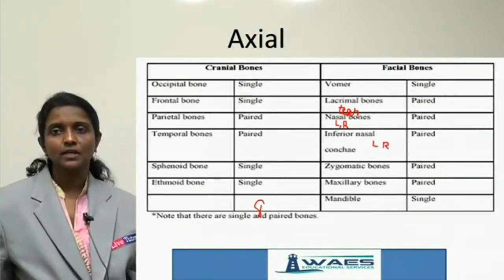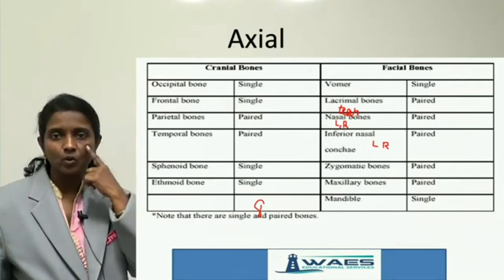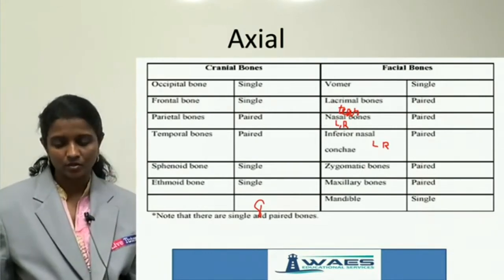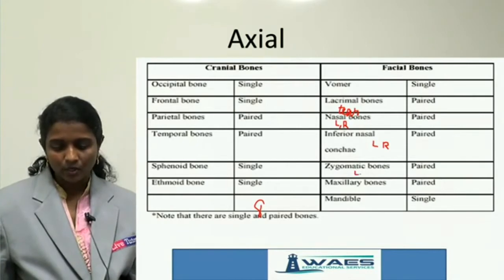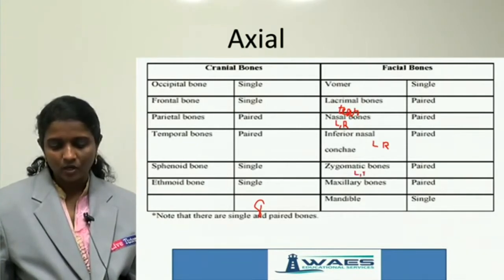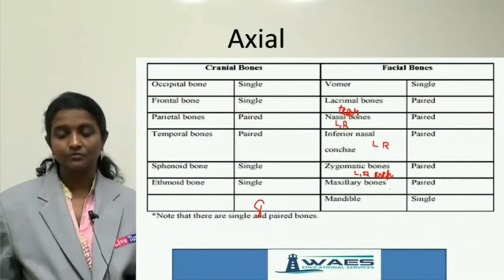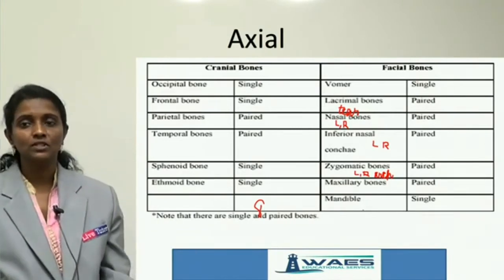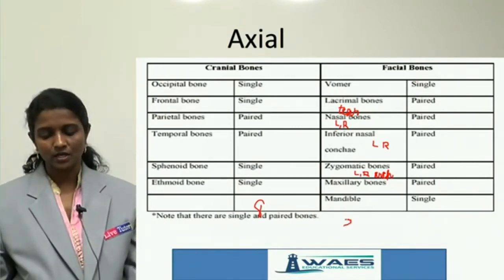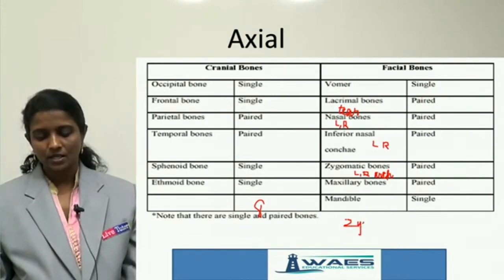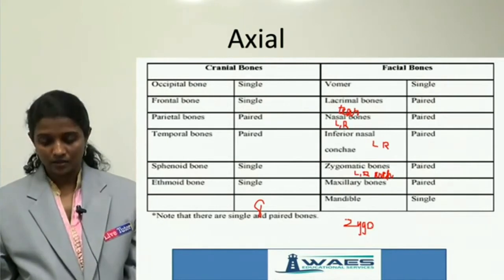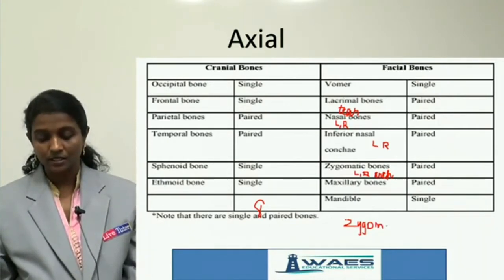The zygomatic bone is the cheekbone. The high cheeks are all because of the zygomatic bone. The zygomatic bone also has an arch, which we call the zygomatic arch. This zygomatic arch will dictate what kind of food we are going to have. So in fossil studies, they look for the zygomatic arch. If they look at the zygomatic arch, then they can say whether that particular fossil is a herbivore or a carnivore.